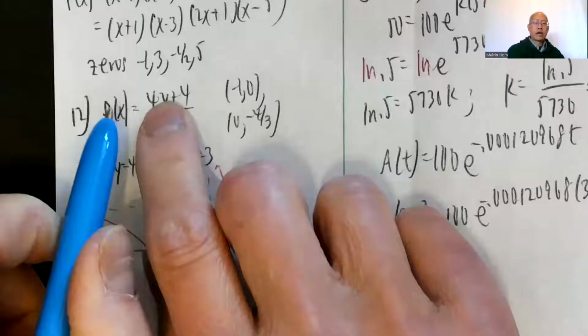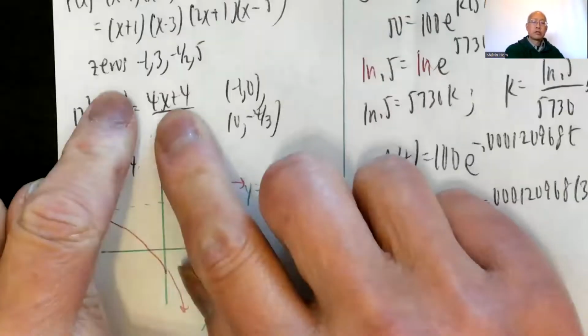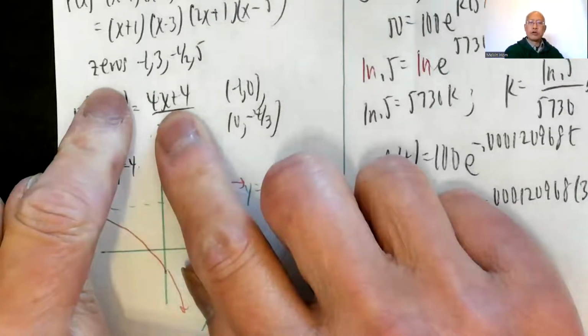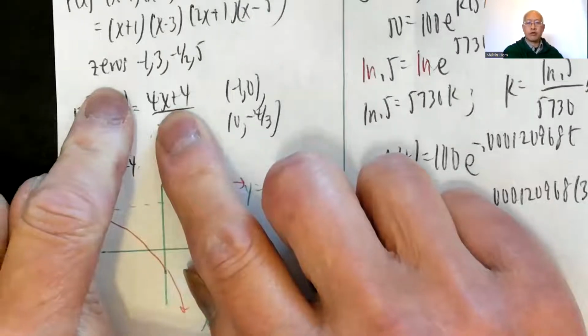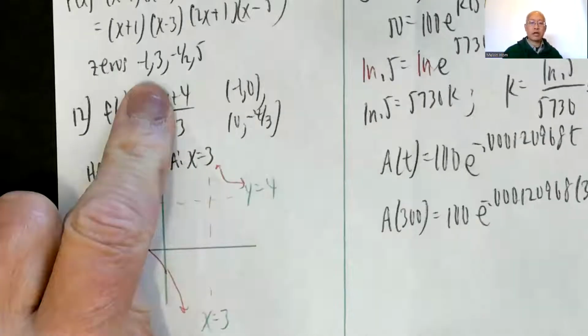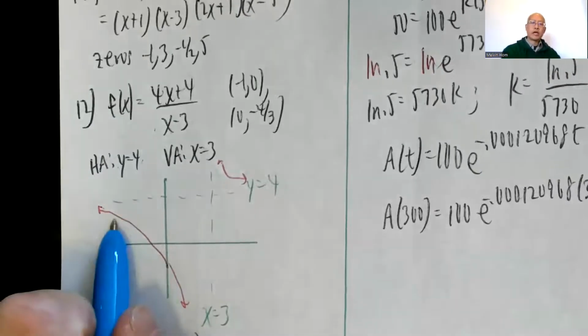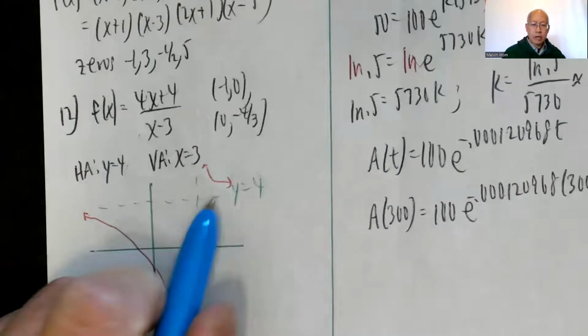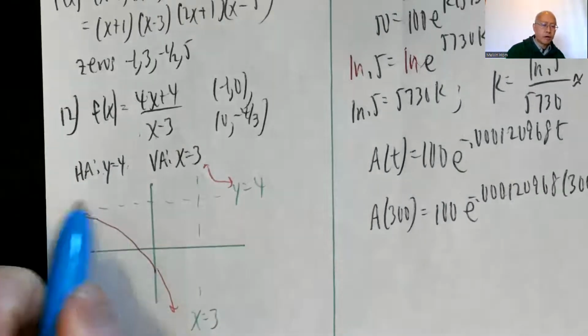Intercepts, let y be 0. So a fraction is 0 when the numerator is 0. So what number makes the numerator 0? -1. And if I plug in 0 for x, that's gone, that's gone. I have 0, -4/3. So here's 0, -4/3, -1, 0. I'm going to approach y equals 4 here.